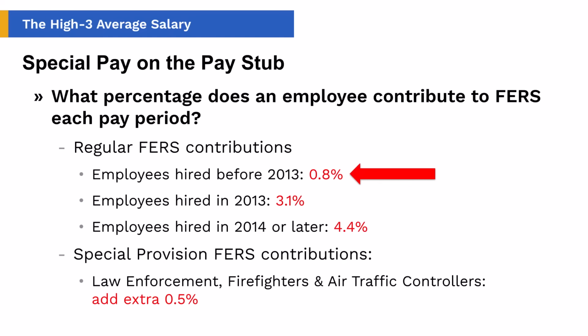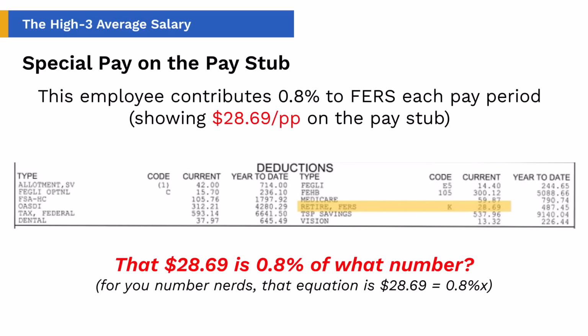Okay. So having known that, if we go back to our FERS example, having known that this employee contributes 0.8% of their pay each pay period into FERS, now we have to look at the part of the pay stub to see what the dollar amount is that's being contributed. Okay. And so if we look at that pay stub, you'll see a line that says retire, FERS. And it shows that this employee has contributed $28.69 per pay period into FERS.